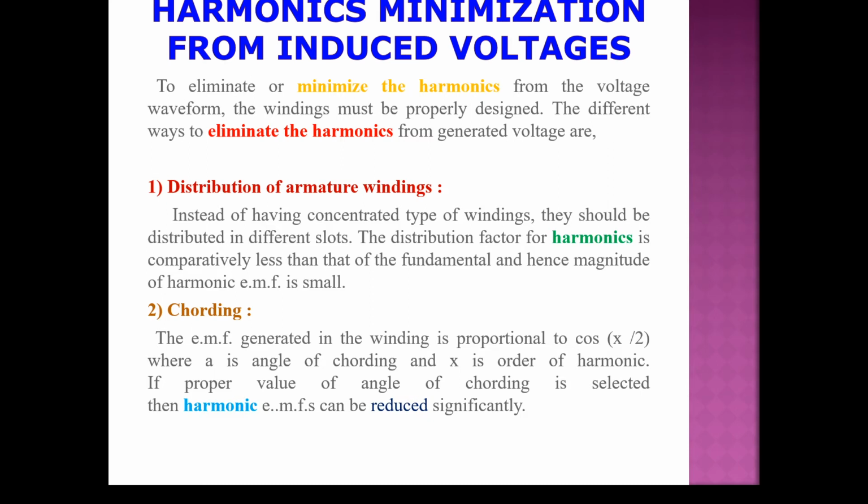Next, let us see the second type, cording. The EMF generated in the winding is proportional to cos(xA/2), where A is the angle of cording and x is the order of harmonic. If a proper value of angle of cording is selected, then harmonic EMFs can be reduced.